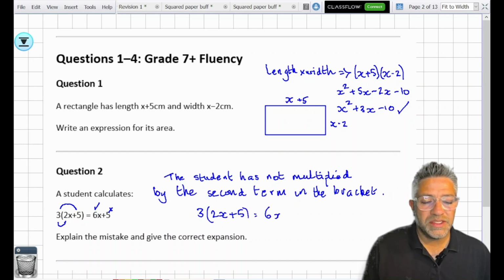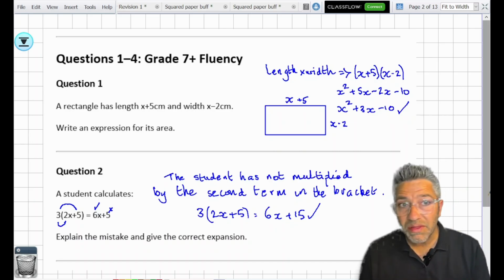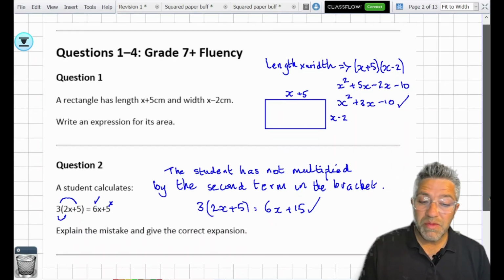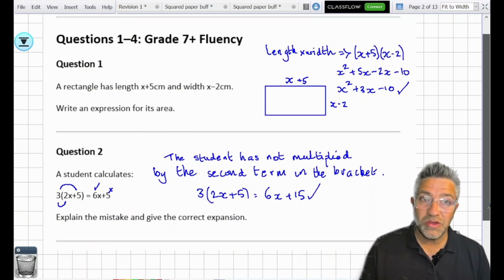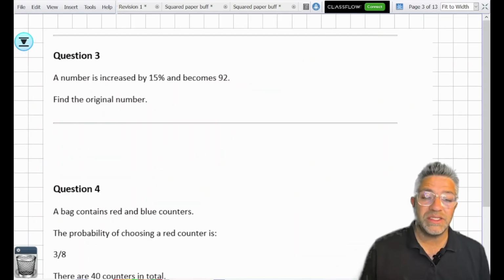So I would write 6x plus 15. Now, at this stage, you might be thinking, I'm pretty confident with what Liam's going through. Remember, you can fast forward the video. You can start looking at the more challenging work already. But I do like to have that clarity and take that step-by-step approach so that we can build confidence as we go.